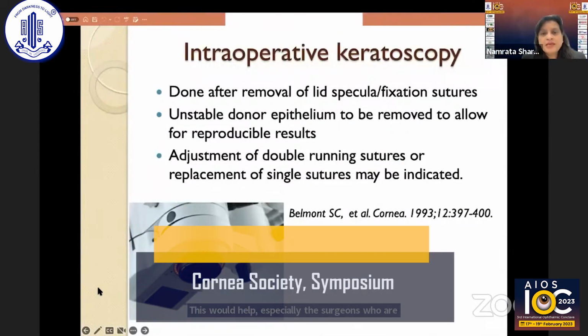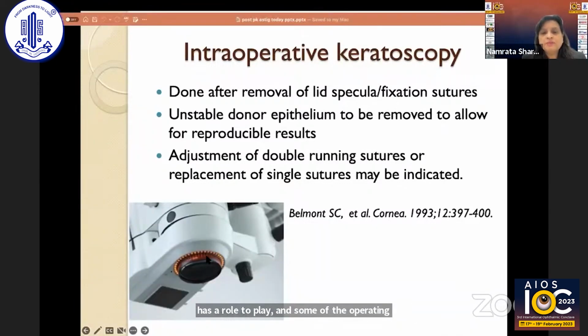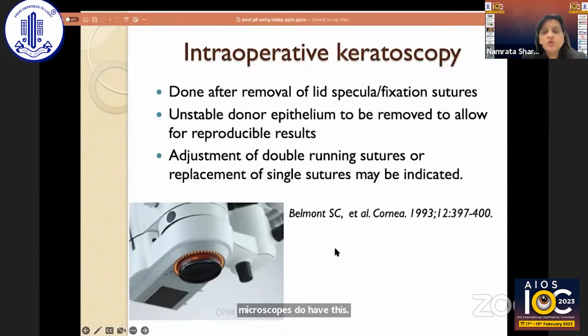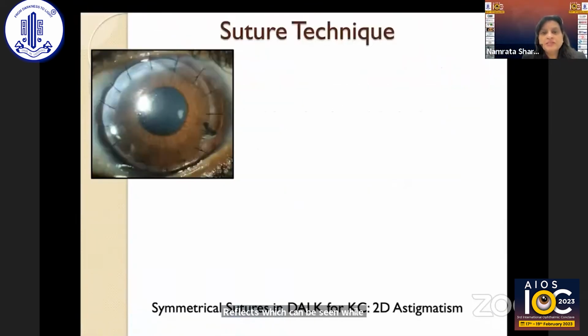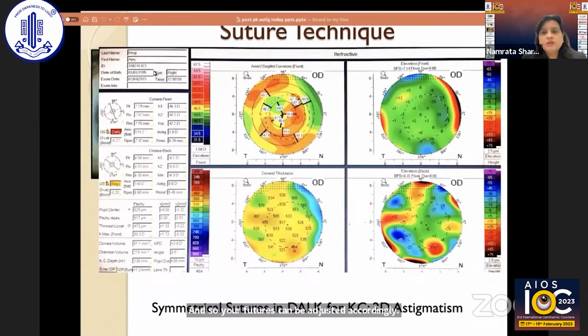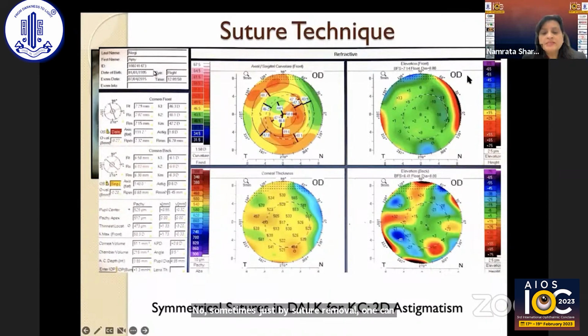Intraoperative keratoscopy has a role to play, and some of the operating microscopes do have this reflex which can be seen while suturing, and so your sutures can be adjusted accordingly. Now, sometimes just by suture removal, one can help to decrease the astigmatism.